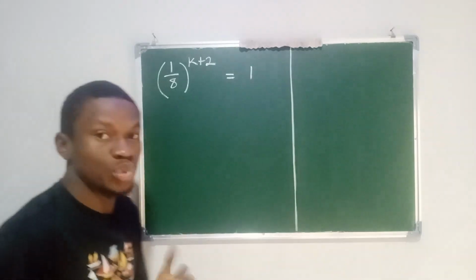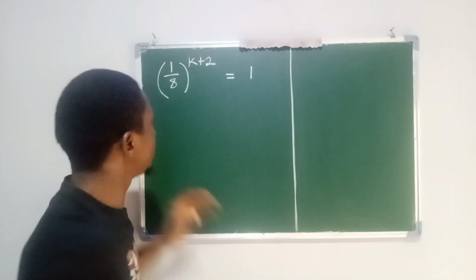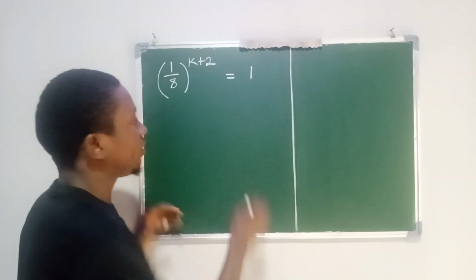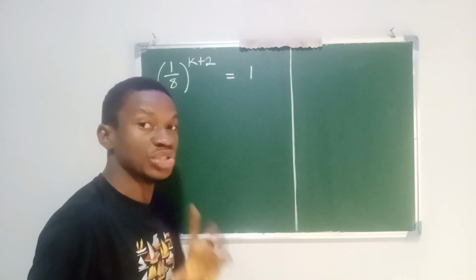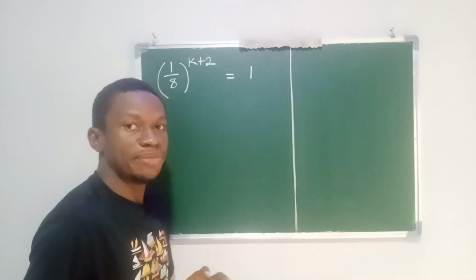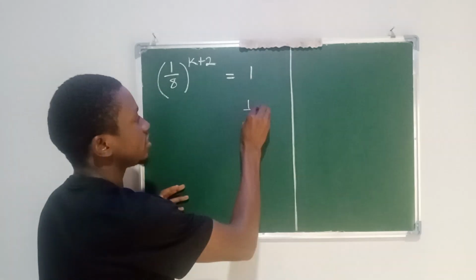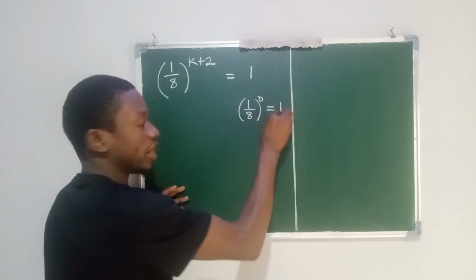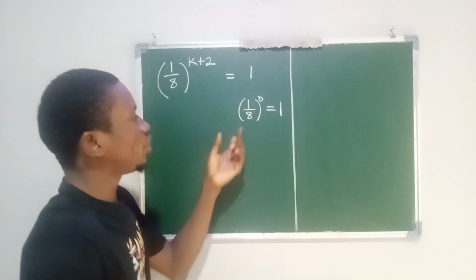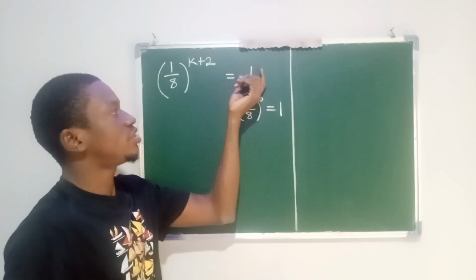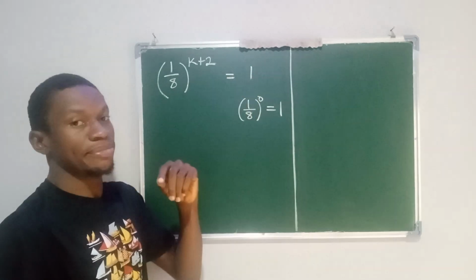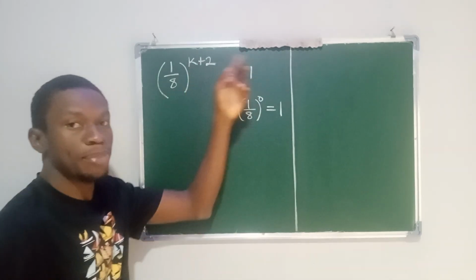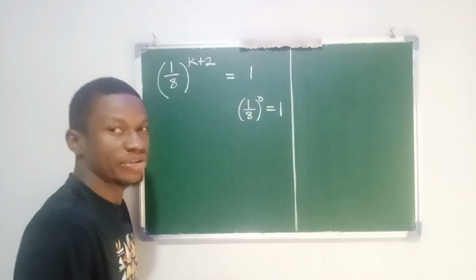Okay, so let's start with the first method. From the law of indices, we have that any number raised to the power of 0 is equal to 1. So this simply means that if we have this raised to the power of 0, it is equal to 1. So if this is true, then we can apply it here so that we can make the bases the same, and then we can equate the powers, and from there we get to find the value of k.